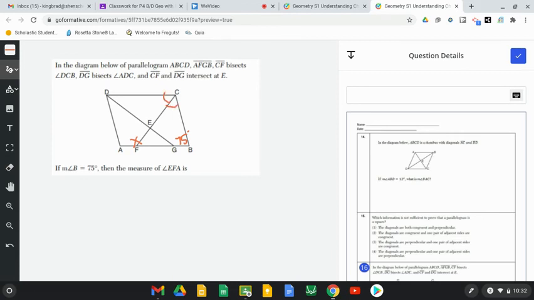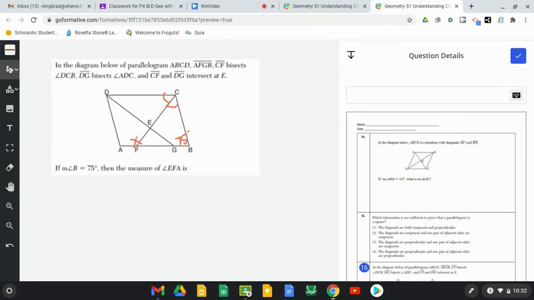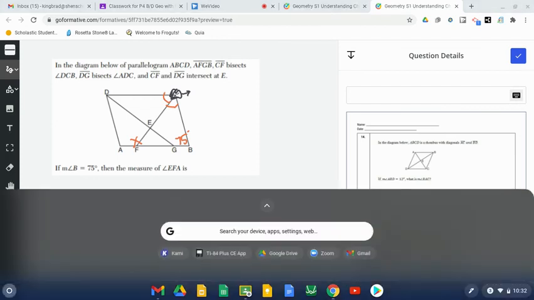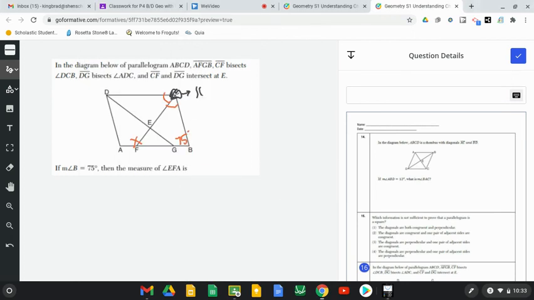Okay. So what I'm going to do to start, I want to find that whole angle up here, what this whole angle measure is, by doing 180 minus 75. Where's my calculator? 180 minus 75. So 105. So this whole thing's 105, but then it's bisected, so it's cut in half. So these two parts are 52.5 and 52.5.